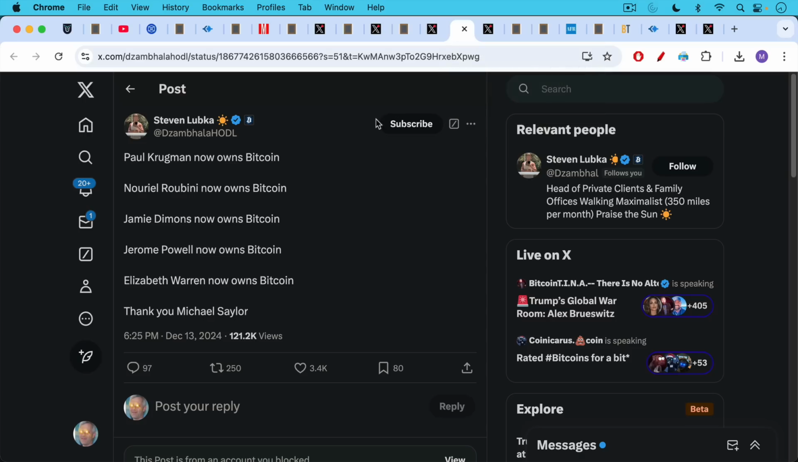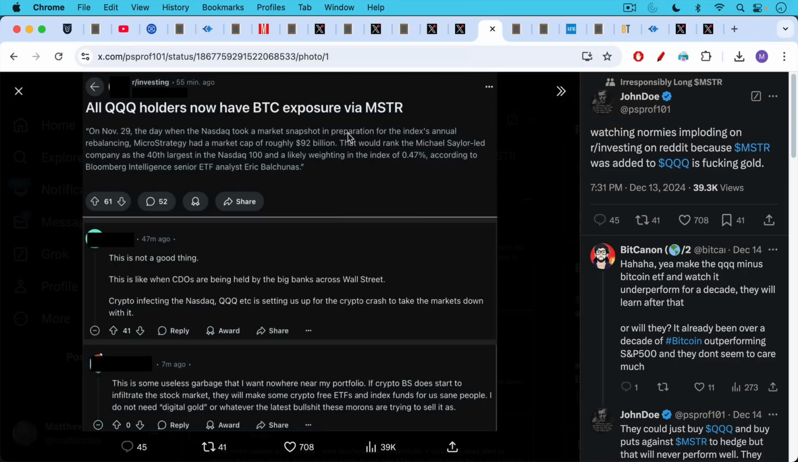Here's the QQQs. Also this meme from Stephen Lubka. Paul Krugman now owns Bitcoin. Nouriel Roubini now owns Bitcoin. Jamie Dimon does. Jerome Powell, Elizabeth Warren now owns Bitcoin. Thank you, Michael Saylor. To the extent that these people own some index funds like the Nasdaq 100 in their retirement, and I think they have to disclose this publicly, I imagine they do now have all this Bitcoin price exposure, in spite of the fact that these are some of the biggest critics of Bitcoin over the years.